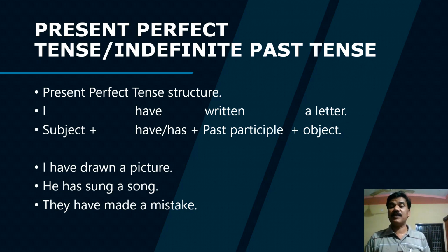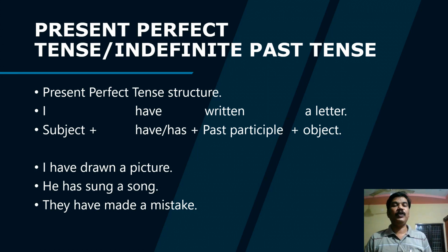Present perfect tense structure. I have written a letter. I is a subject. Have or has are helping verbs. Written is the past participle or V3, plus a letter is an object. Whenever you want to write or speak English correctly, you should follow this structure. Then you sound better.